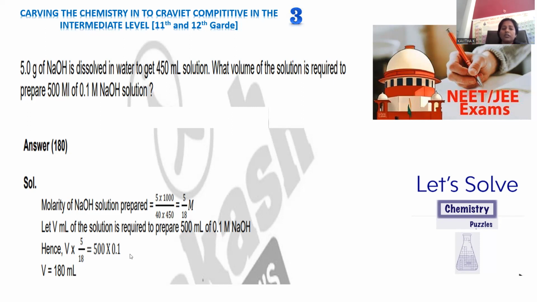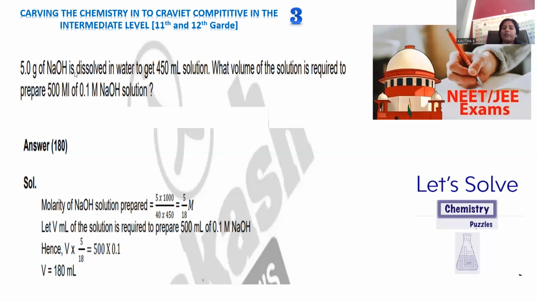So if you cancel out all the known terms, the volume of NaOH required in order to prepare this solution will be 180 ml. So this is simply calculated by taking known values to unknown, moving from known to unknown. So this is the question given from the chemical equilibrium. So for question number 3, the correct answer will be 180 ml of sodium hydroxide required in order to prepare 500 ml of 0.1 molar NaOH. Simple steps involved in this.